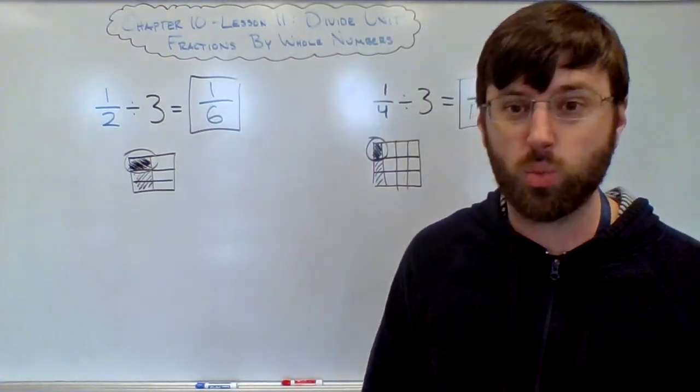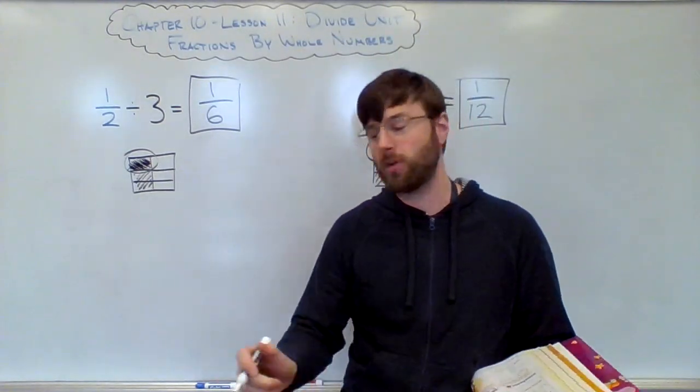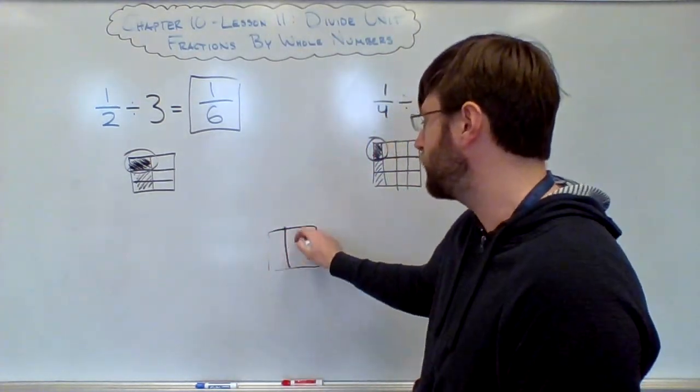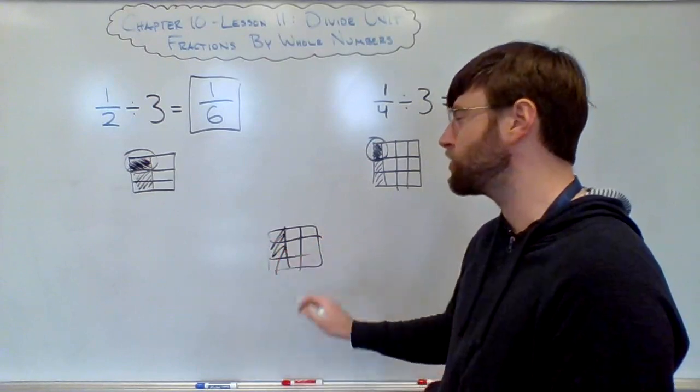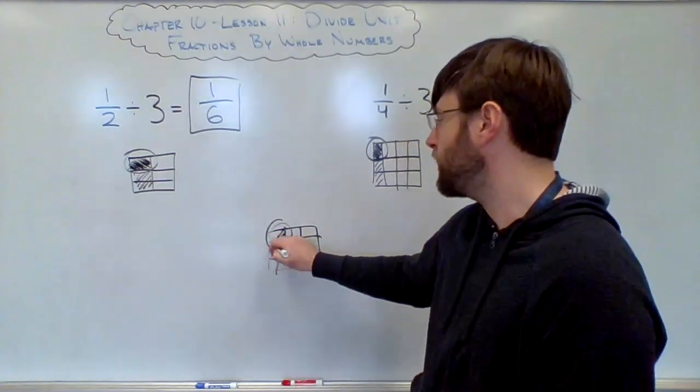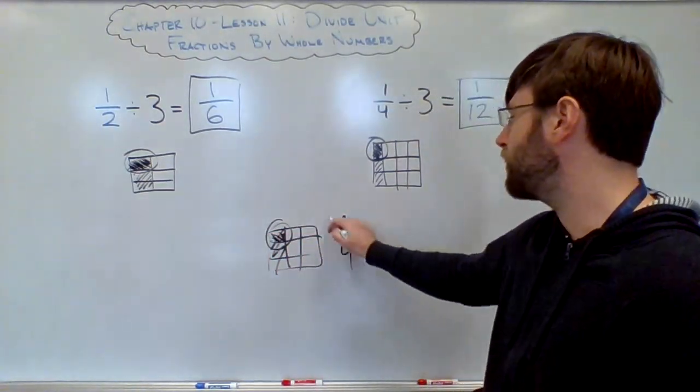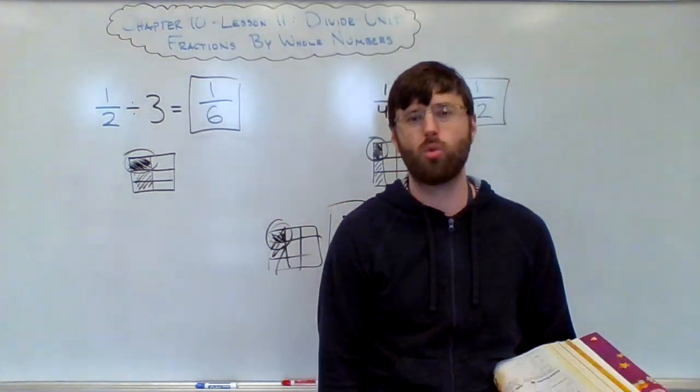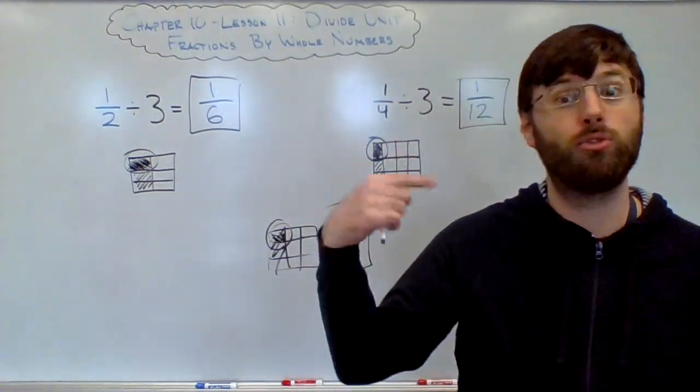The problem you should have solved was 1/3 divided by 3. You should have had 1/3 of an ice cream cake, and then you should have cut it into thirds, with each person eating 1/9 of that ice cream cake. So 1/9 was the answer to the warm-up problem. I hope you got it. If you didn't, review it right now.